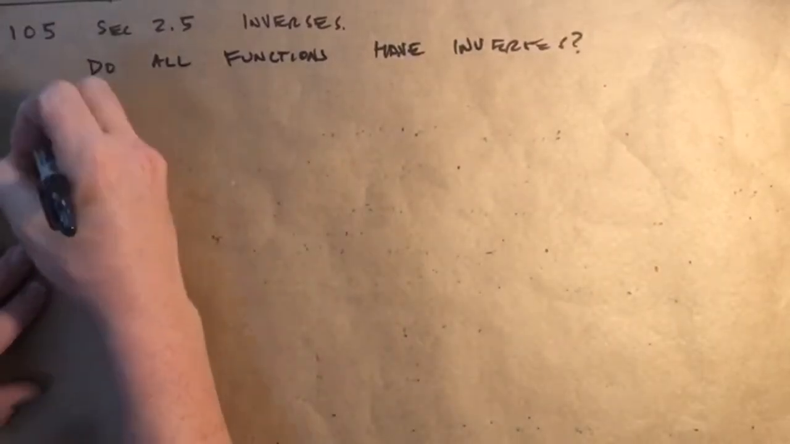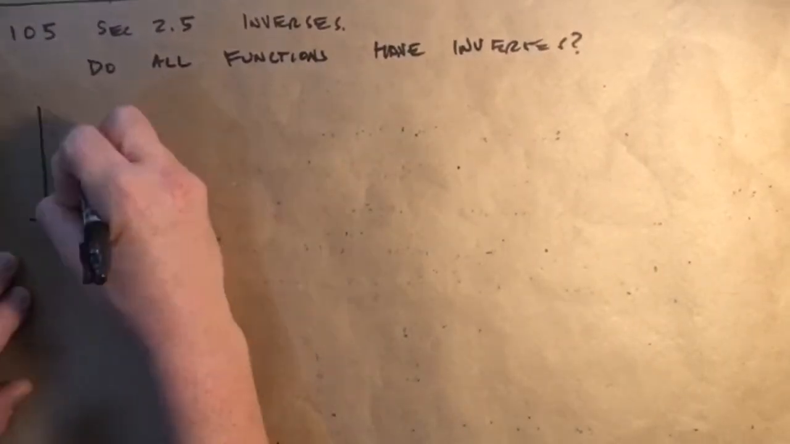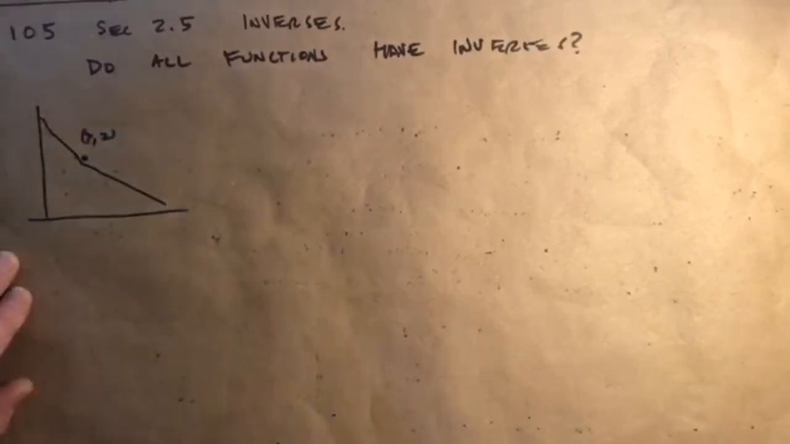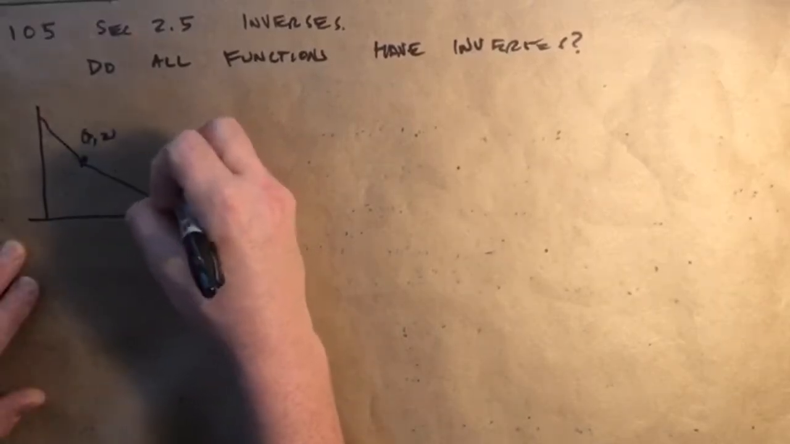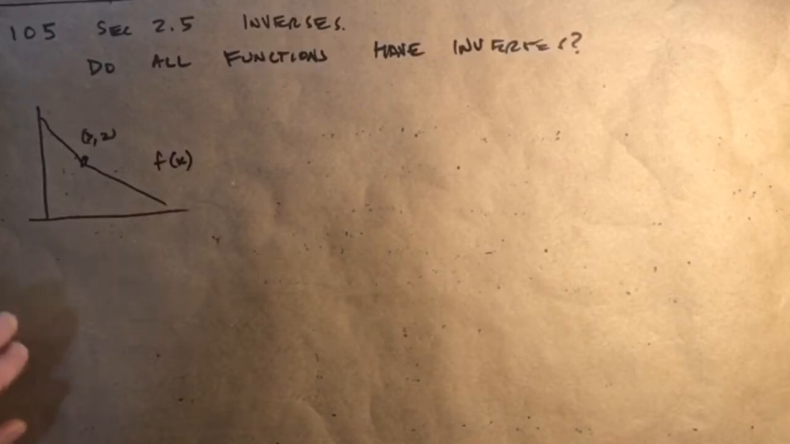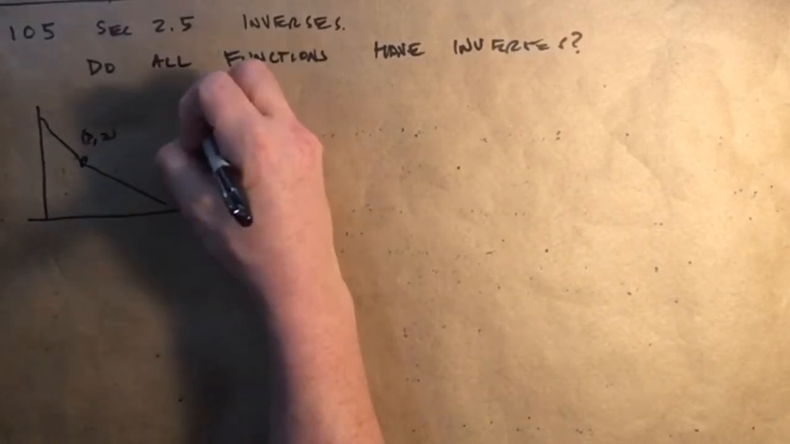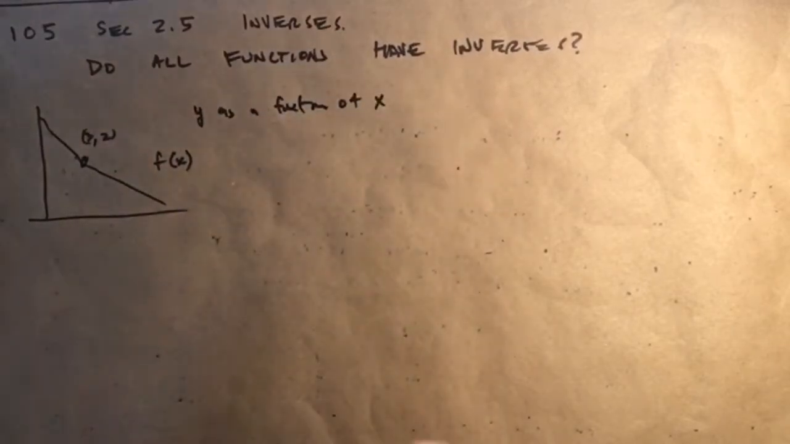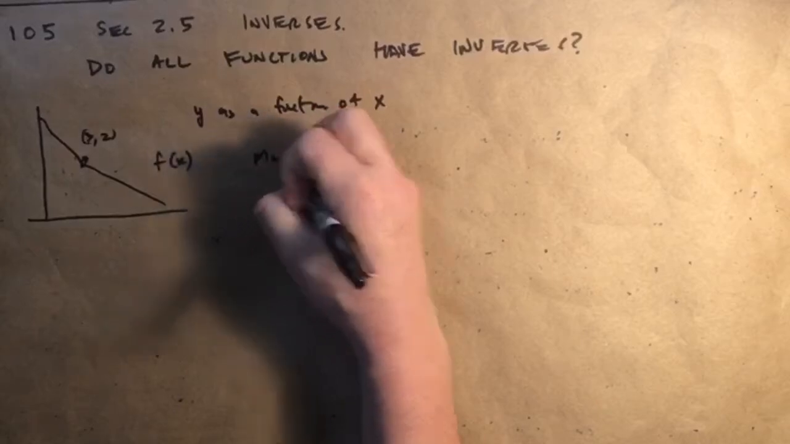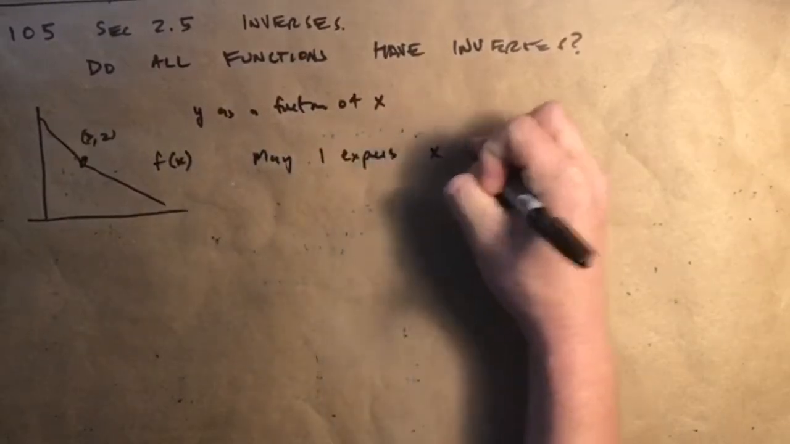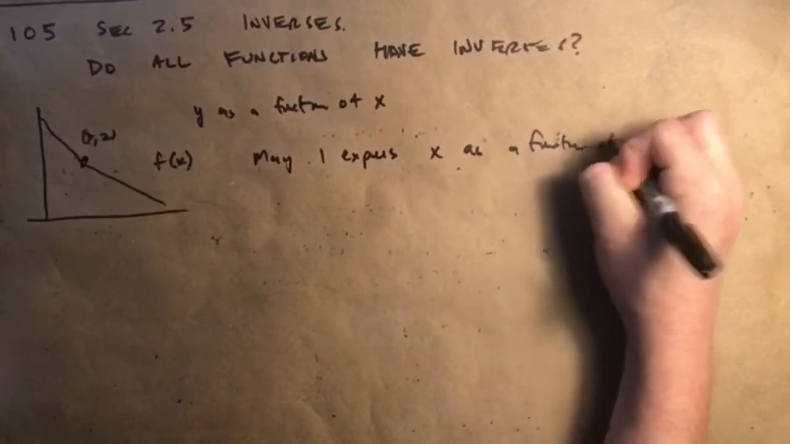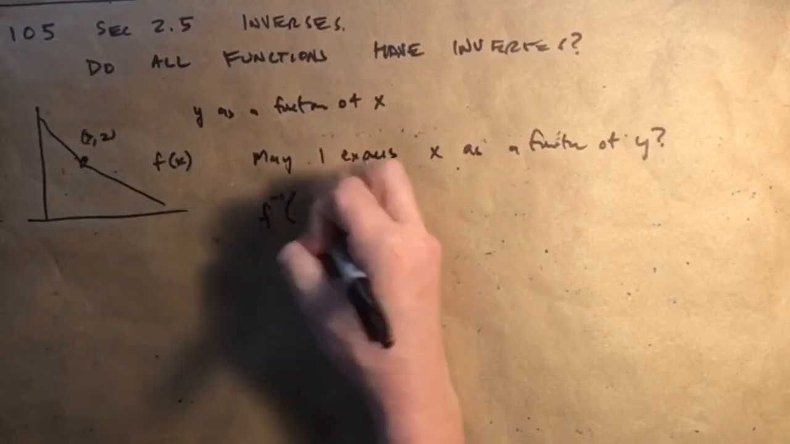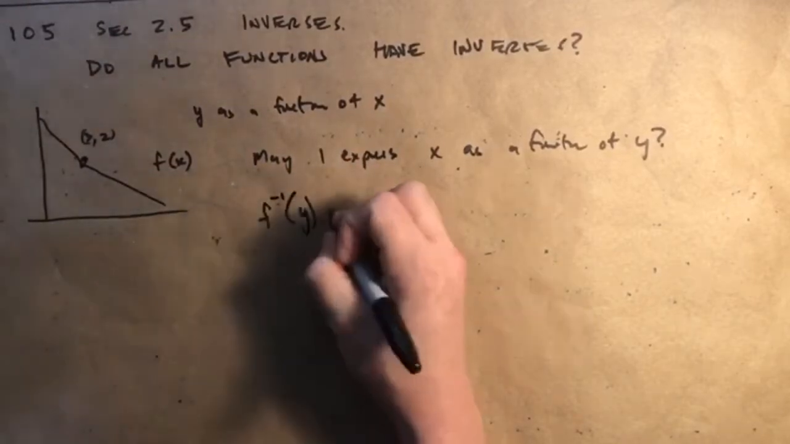So what I'm going to start out with is maybe we'll have a graph here, and let's go through the point (3, 2), and how about it looks like that. Let's call this f of x. As of right now, I have y as a function of x. And an inverse function, I'm going to say, may I express x as a function of y. That's the mystery. And so we'll write that f inverse of y, and this is going to equal x.